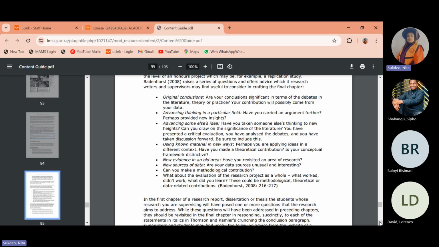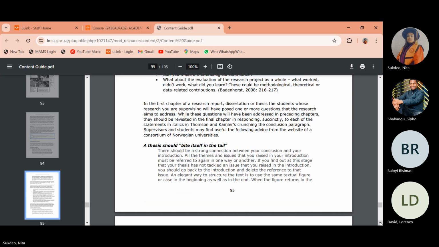Can you make a methodological contribution? Well, that's the reason why you're conducting the research. And what about the evaluation of the entire research report? What worked, what didn't work, and what did you learn from it? And can you draw any recommendations and improvements from it?